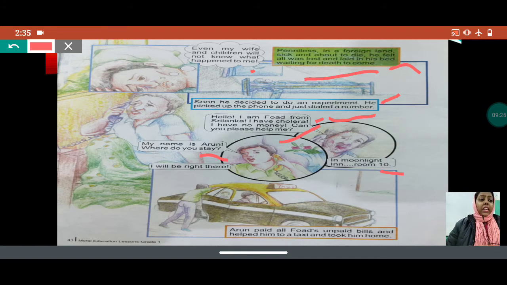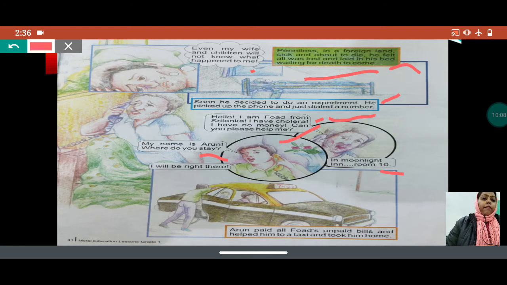Now what do you mean by inn? I-double-N, inn. Inn is a house providing accommodation, food and drink, especially for travelers. Those who travel need a place to live in. They cannot live on the road, so they need a proper place to live. They need food and drink. So an inn is a type of house which provides accommodation, food and drink for travelers. So he told that I am in Moonlight Inn. The name of the inn or say hotel was Moonlight. And he also told the room number. It was room number 10.